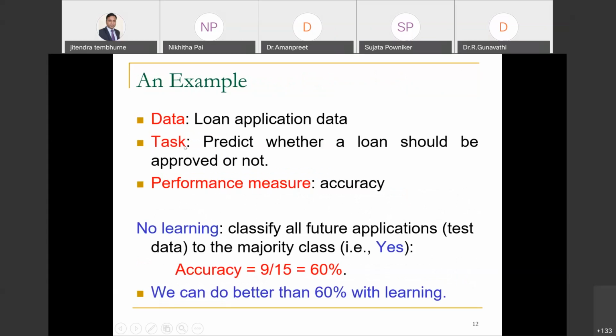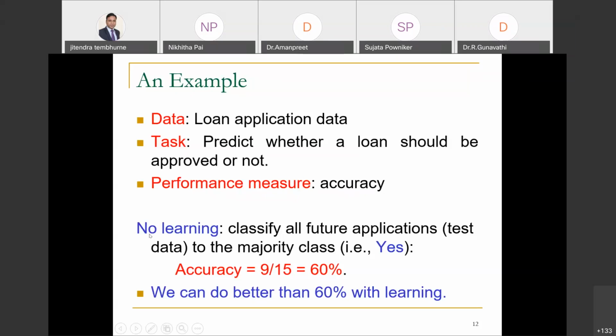Then the task here is to predict whether a loan should be approved or not. That is my task. This task I will repeatedly perform once I receive a new application. And what is my performance measure over here? I want to see the accuracy. So data is there, task is there, and I have decided that I am going to check only the accuracy.